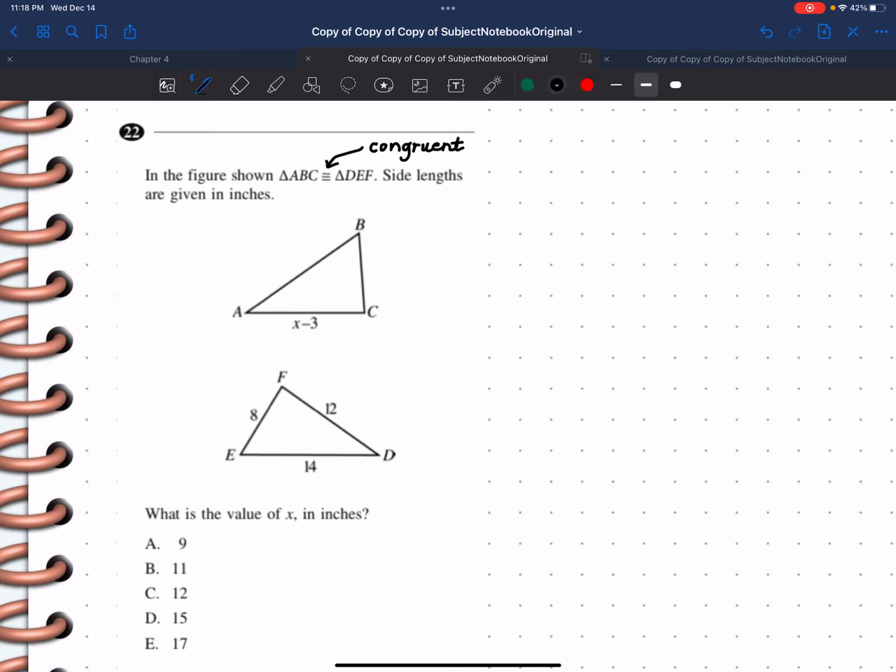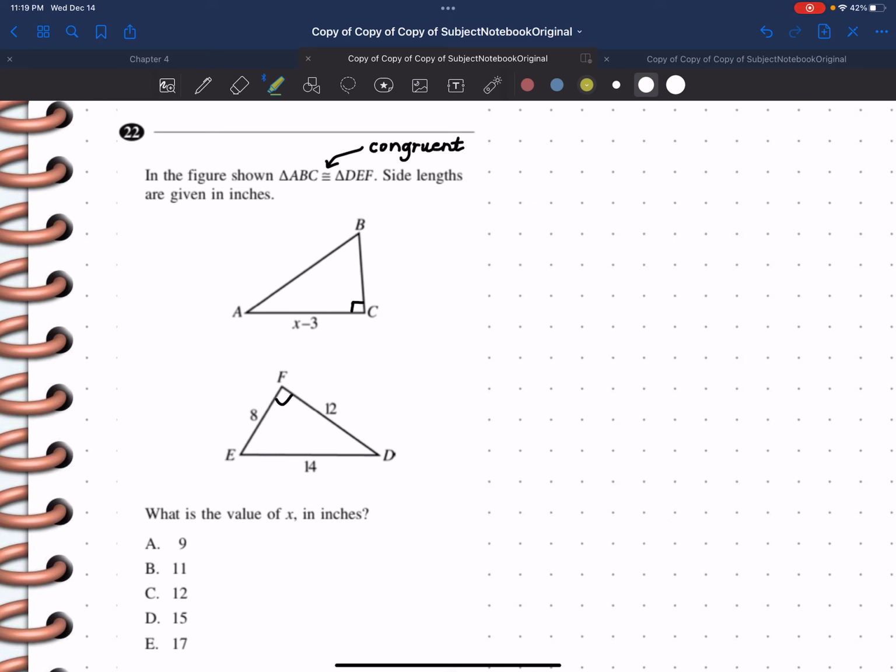And I'm going to look here at my right angle. And here it is in this one. So the two triangles are identical, but they're oriented differently. The one on the bottom is upside down and it's rotated. We need to be able to figure out the sides that correspond.